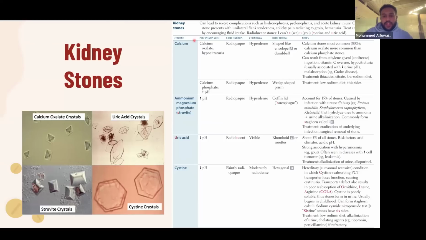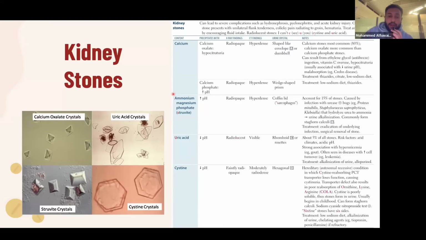So now you have these four types of stones. You have calcium, which the most common type is calcium oxalate stones. Again, it's radio-opaque. CT finding is that it's hyperdense. Now, you need to identify these stones as well by the shape of the urine crystals itself. Calcium oxalate looks like an envelope, as you can see here. So that's one way to identify it. Usually they put this in the MCQ stem.